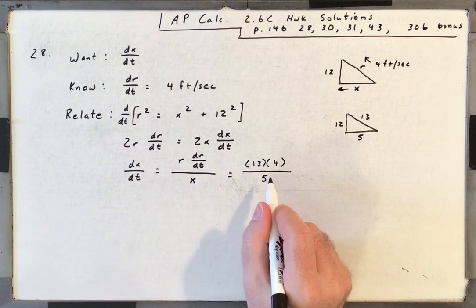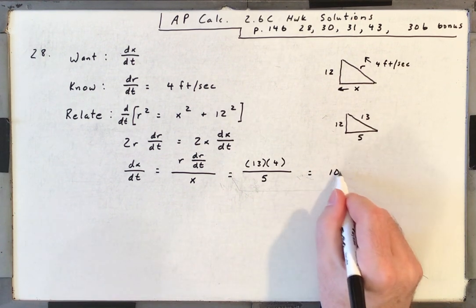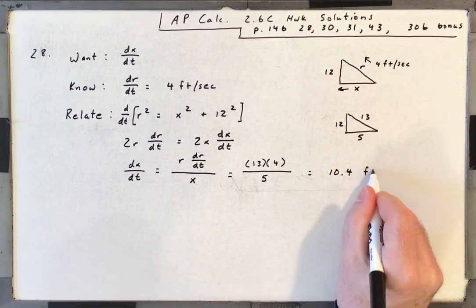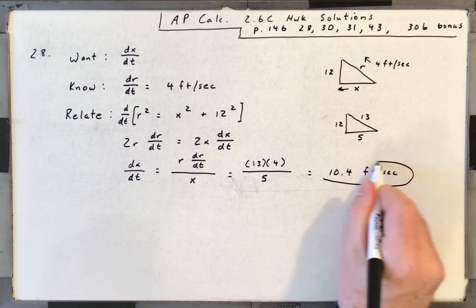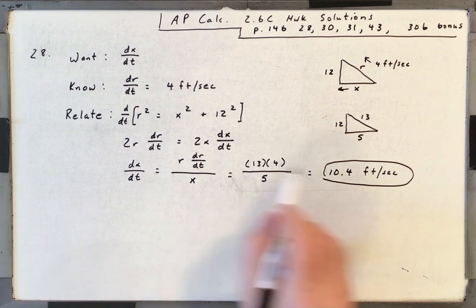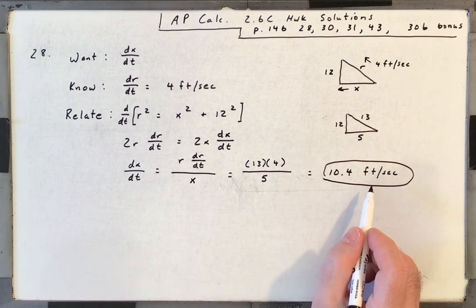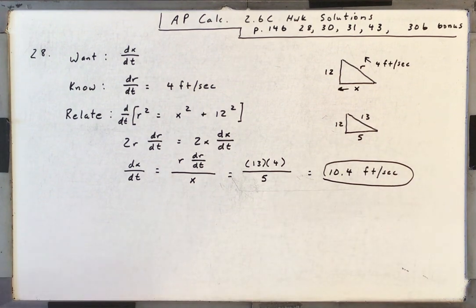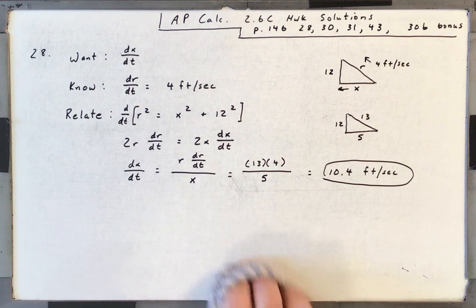All right, so 13 times 4 over 5 will give you 10.4 feet per second. If you're not sure on the unit, just put the units in as we go, and they'll cancel out to feet per second. Okay, that one's not too bad. Hope you didn't think it was too bad.